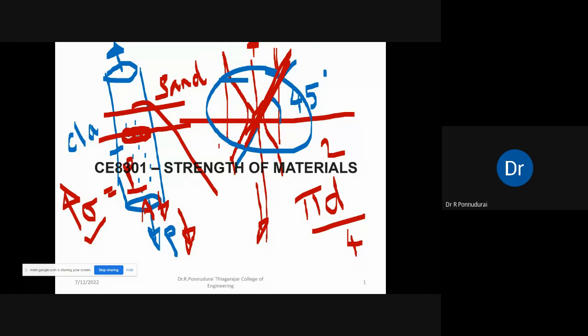This angular plane of failure will be at a 45-degree angle in case of ductile material. The neck formation takes place because of the material. We have sand, the brittle particle, and the clay matrix, the ductile matrix. So in all ductile materials, let it be mild steel or aluminium or any other material, you will have the brittle particle present in the material, in the form of carbon.